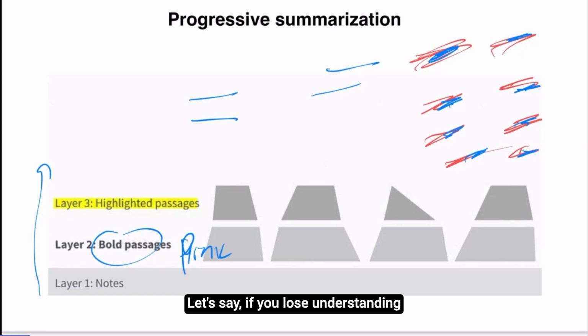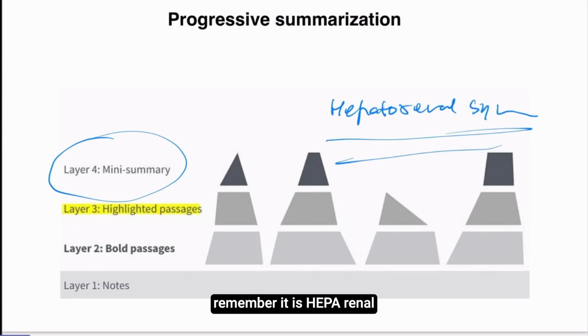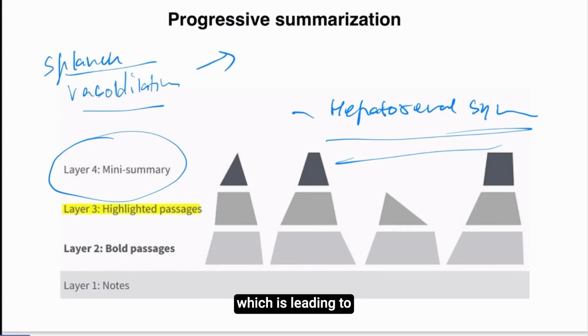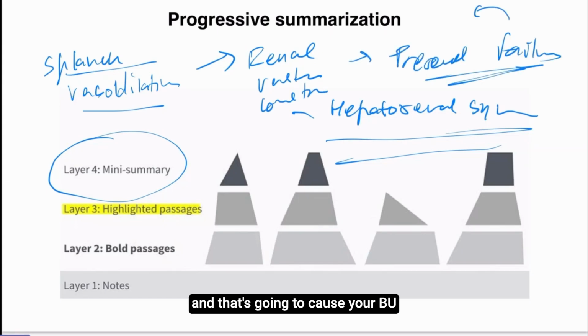Let's say if you lose understanding and if you want to understand it again, how to do that. And then what I would do is I would mini summarize it. An example I can give you is like hepatorenal syndrome. If I were to learn hepatorenal syndrome, the way I remember it is hepatorenal syndrome is splanchnic vasodilation, which is leading to renal vasoconstriction. And if you have renal vasoconstriction, that's going to cause pre-renal failure. And that's going to cause your BUN by creatinine to maybe go up by 20.